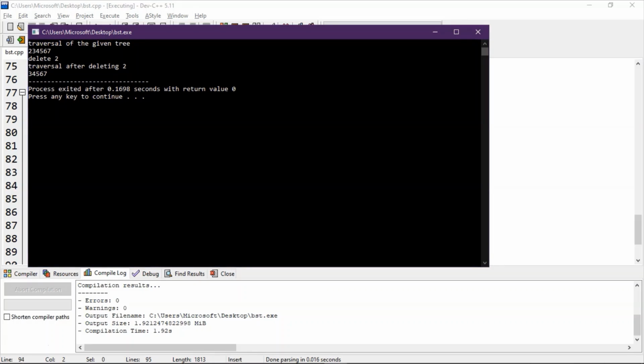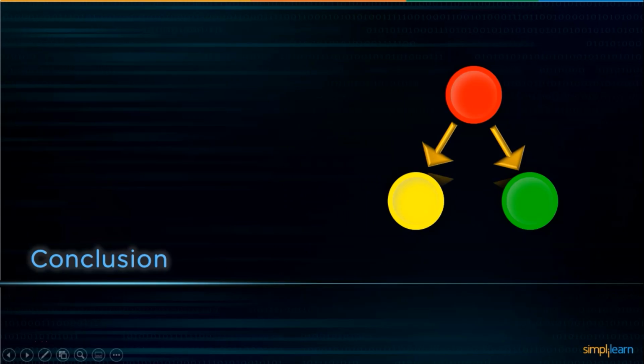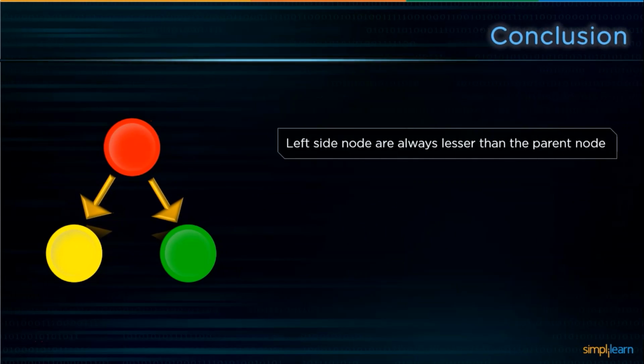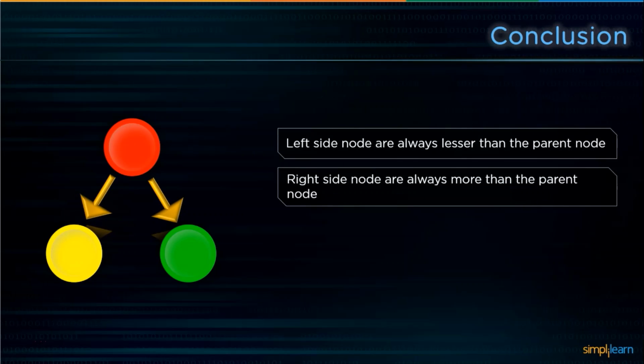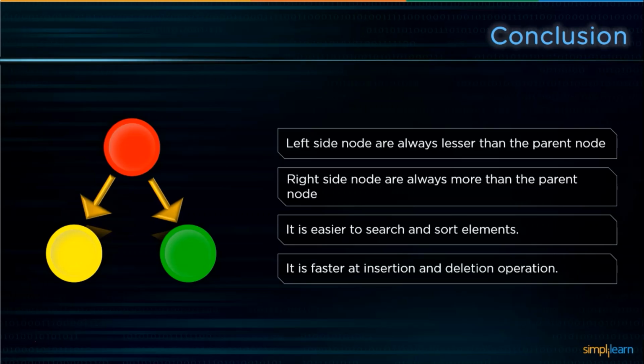Let's get back to our slides. At last, let's sum up what we have learned from this session. First up, left side nodes are always lesser than the parent node, and the right side nodes are always more than the parent node. Next, it is easier to search and sort elements in a binary search tree. Finally, a binary search tree offers faster insertion and deletion operations.